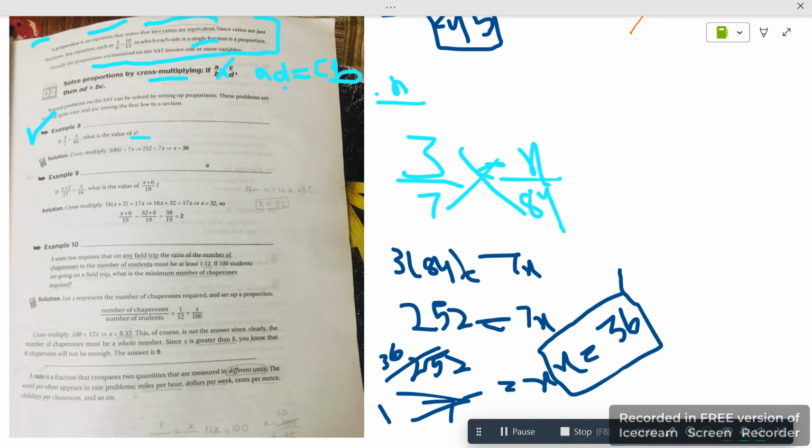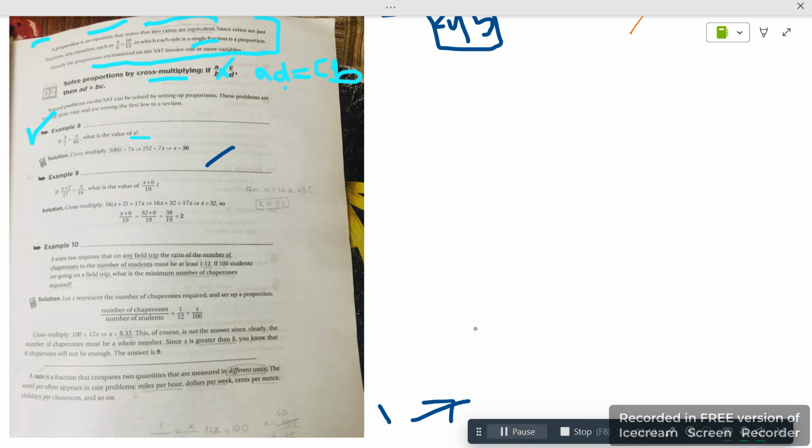So till this we are done now. Example 9: if x plus 2 upon 17 is equal to x upon 16, what is the value of x plus 6 upon 19? This is a little longer question, so let me pause and erase this. But if you know the formula you can do everything. In the question here, you are just supposed to cross multiply both of them.